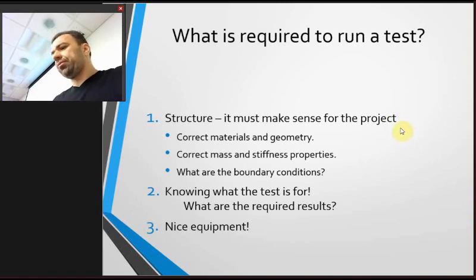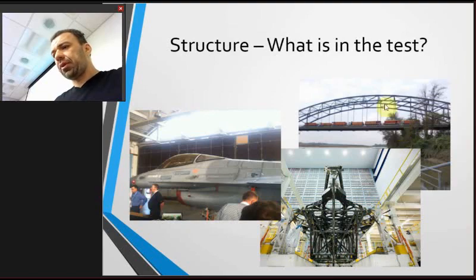So first of all, structure. What's in the test? If you think about this, it's not such a stupid question. I gathered some pictures here. For example, look at this bridge. What's in the test? It's obviously the bridge, but it also contains the trucks on top of it. So it's a loaded structure. And in this case, obviously the boundary conditions are satisfied because it's a bridge that stands somewhere.